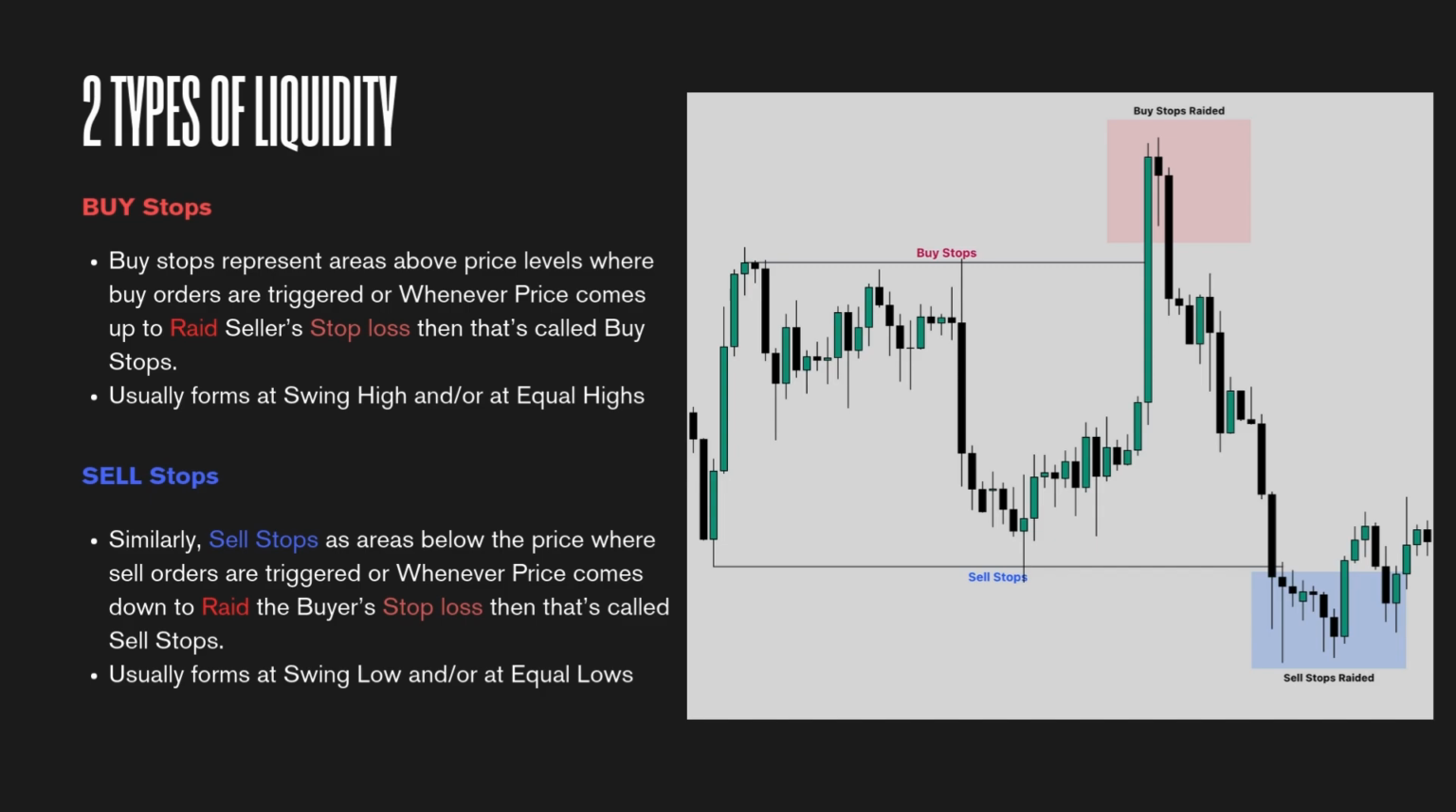Sell stops work the same way, but in reverse. They occur below price levels, often forming at swing lows or equal lows. When price drops to raid these stops, it creates a liquidity pool. Once these orders are triggered, the market usually reverses upward. What's key here is that liquidity tends to cluster around obvious levels: swing highs, swing lows, equal lows, and consolidation areas. Smart traders recognize this and avoid placing their stops in these obvious areas.